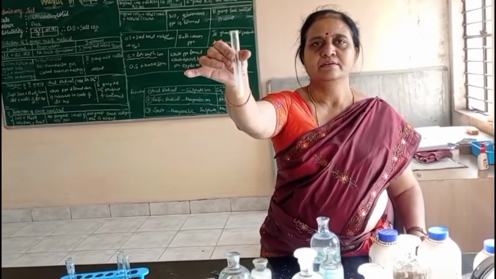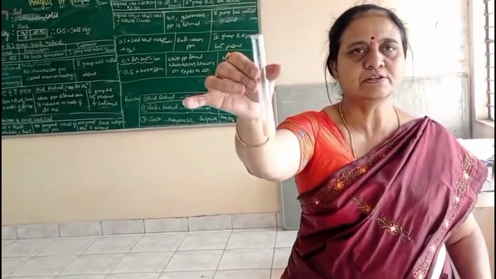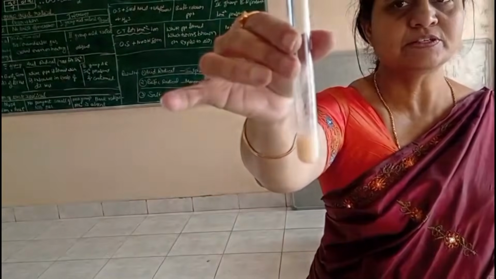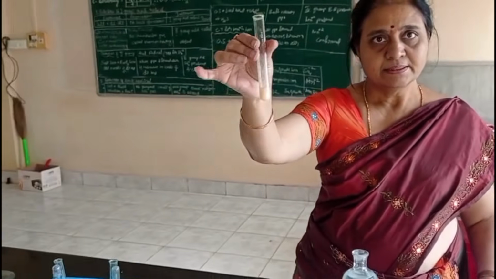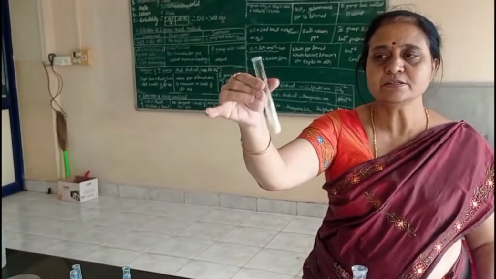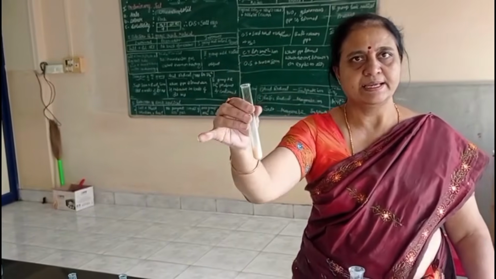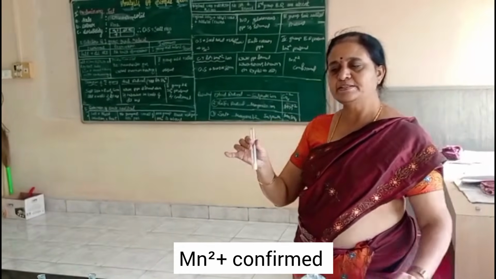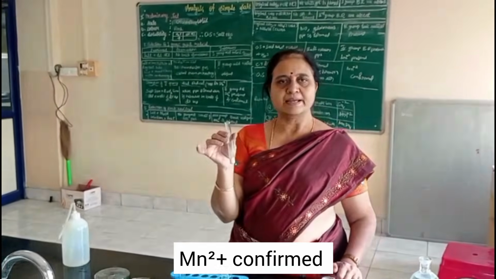See here. First I take original solution. I am adding NaOH solution. I get a precipitate. That precipitate turns brown when exposed to air. This confirms the presence of Mn2+ ion.